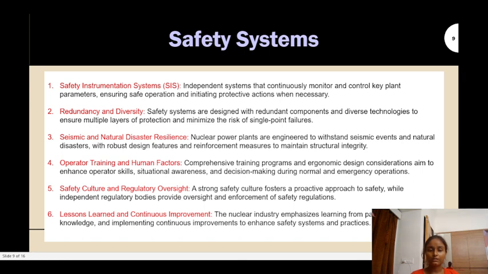Seismic and natural disaster resilience. Nuclear power plants are engineered to withstand seismic events and natural disasters with robust design features and reinforcement measures to maintain structural integrity.